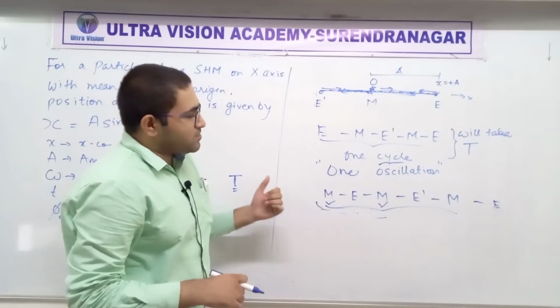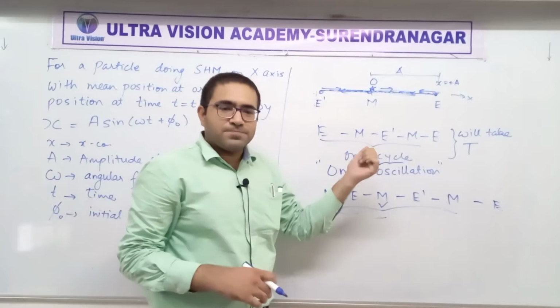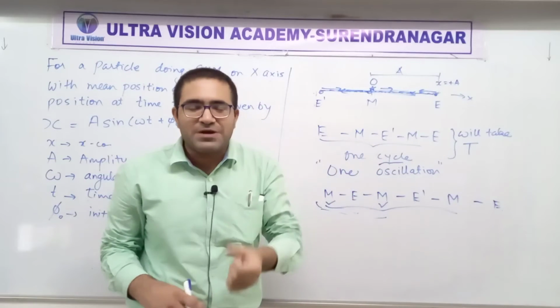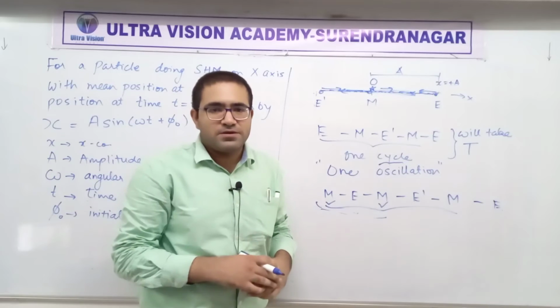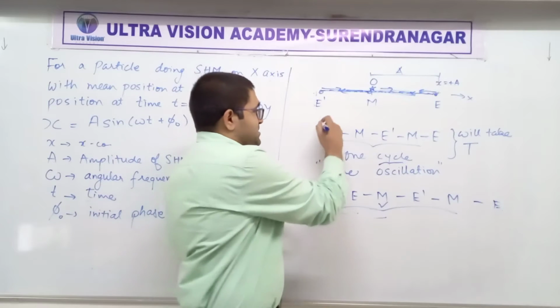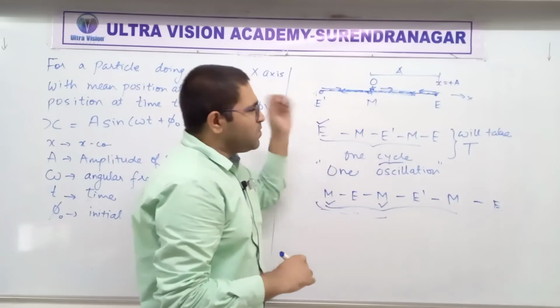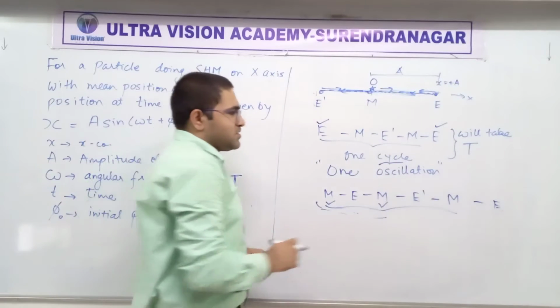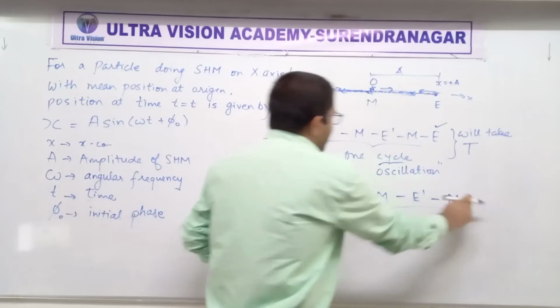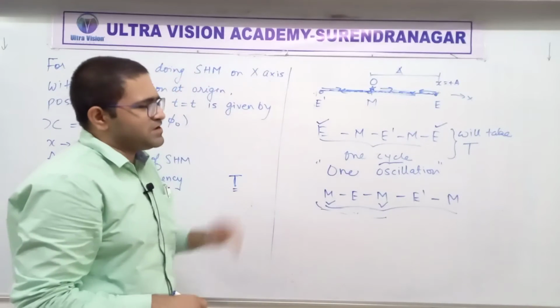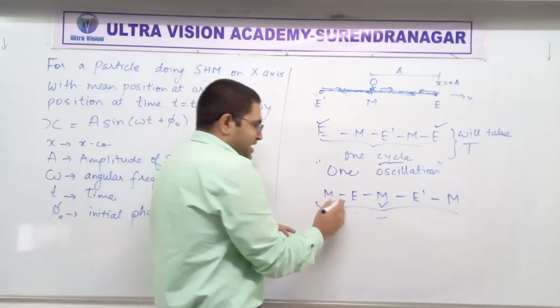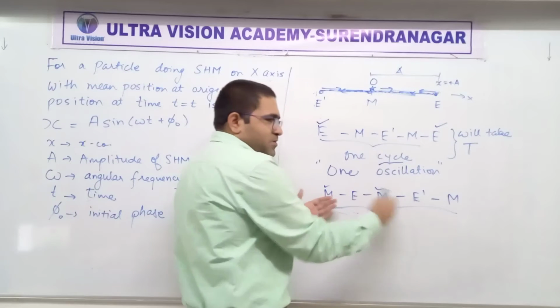Okay, so one thing is clear, that oscillation will start and get completed at the same point. What I mean to say is, if an oscillation starts at E, it will definitely finish at E, right? But that does not mean that every time it comes to M, it is one oscillation.